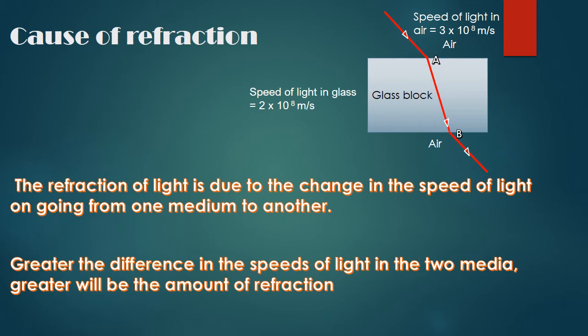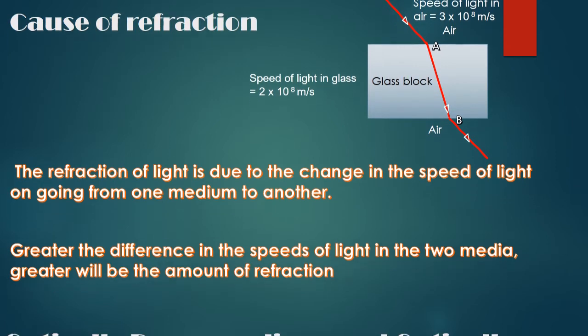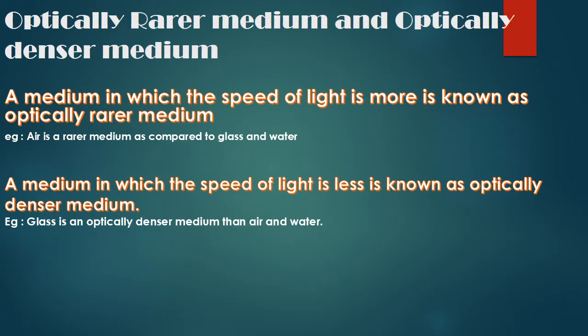So we can say that glass is optically denser than air, or we can say air is a rarer medium whereas glass is an optically denser medium. So children, let us understand what we mean by optically rarer medium and optically denser medium. A medium in which the speed of light is more is known as an optically rarer medium. For example, air is a rarer medium as compared to glass and water. A medium in which the speed of light is less is known as an optically denser medium. Example, glass is an optically denser medium than air and water.